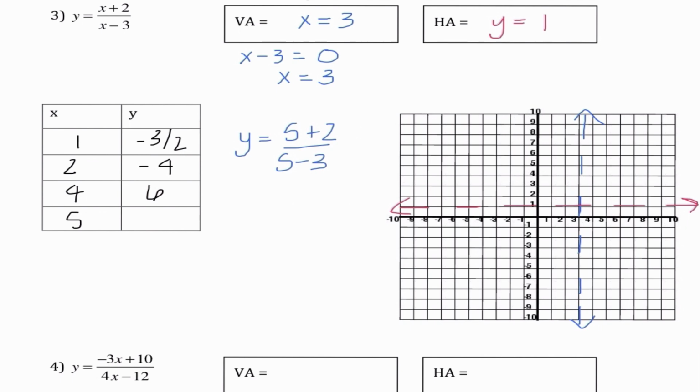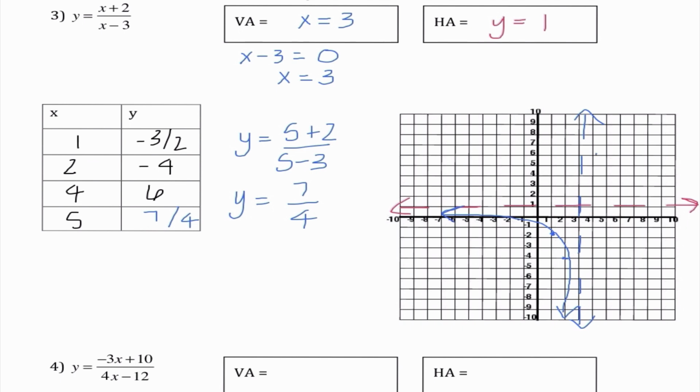And lastly, we have y equals 5 plus 2, which is 7 over 5 minus 3, which is 4. So I get 7/4. So let's go ahead and plot these. So I have 1, negative 3 halves, and I have 2, negative 4. So we can kind of see that it's looking something like this, where I'm getting close to those asymptotes but not actually touching them.